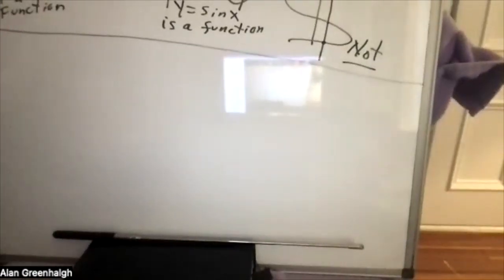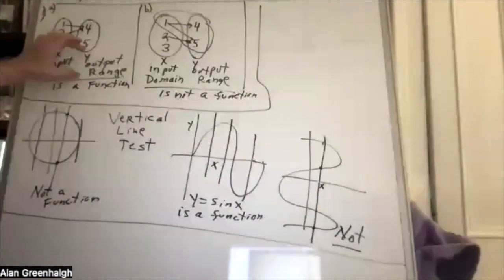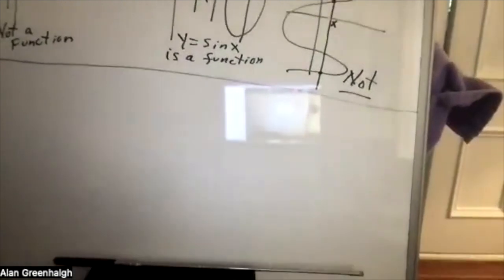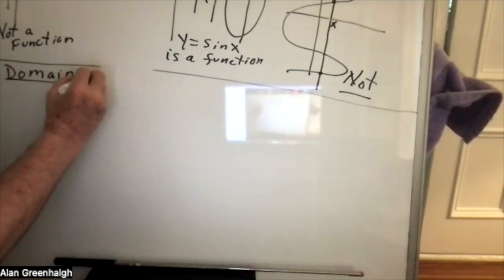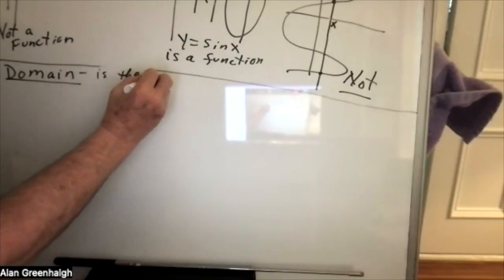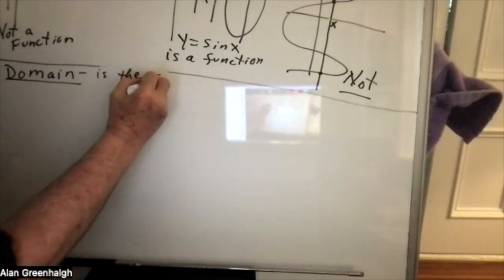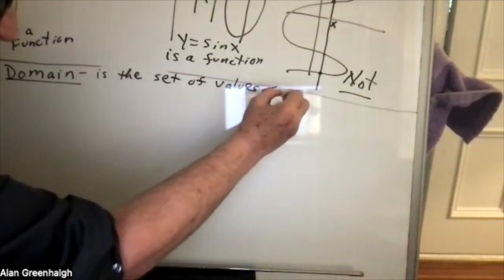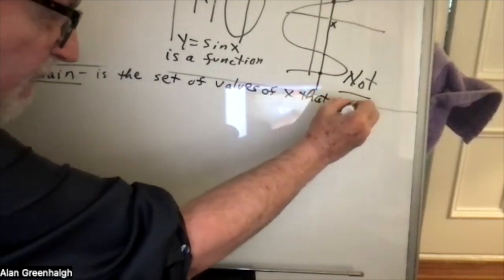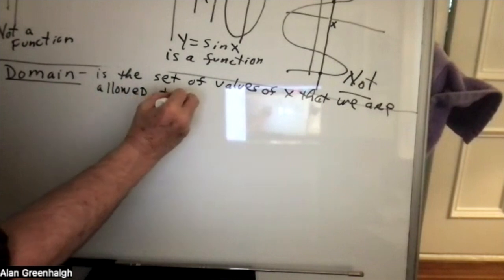All righty. Let's go back up here for a moment. The X's are the domain and the Y's are the range. Keep that in mind as we now talk about domain. The domain is the set of values of X that we are allowed to use.